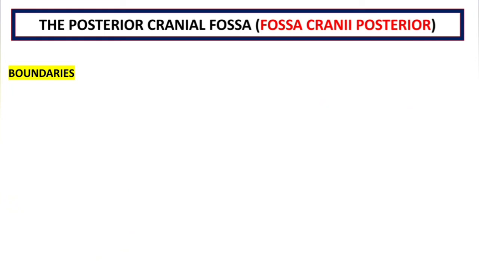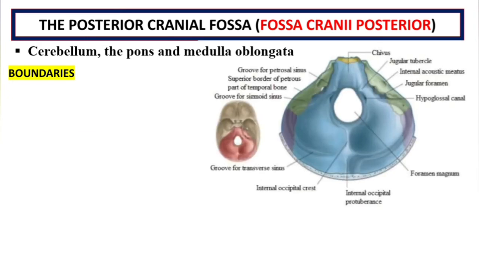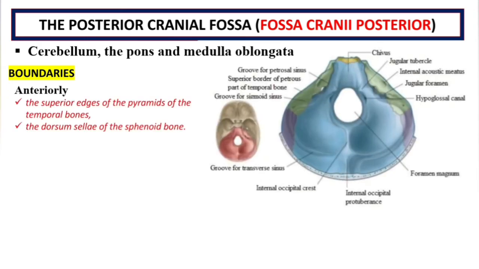The posterior cranial fossa, fossa cranii posterior, right? So in that fossa, that's where you will find the cerebellum, the pons, and the medulla oblongata, right? What are the boundaries? So anteriorly, the superior edges of the pyramid of the temporal bones here, and the dorsum sellae of the sphenoid bone, the dorsum sellae of the sphenoid bone here.